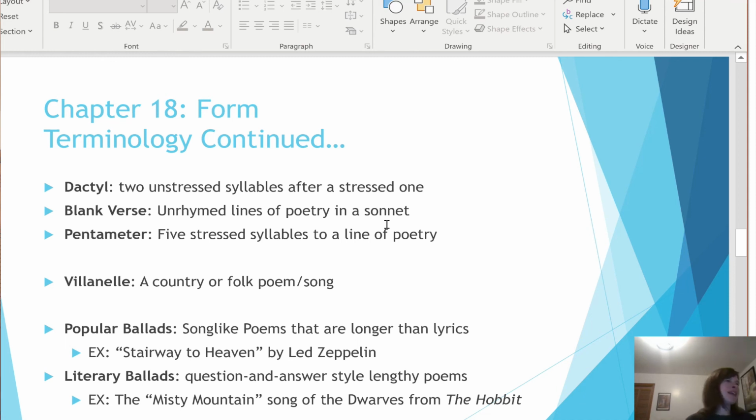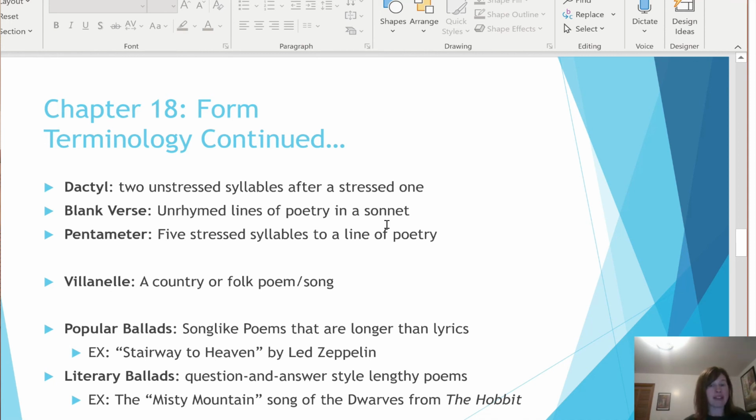So a popular ballad is like an extended lyric or an extended song. So I would think of songs like Stairway to Heaven by Led Zeppelin. That's more of a popular ballad. Champagne Supernova by Oasis, that would be another popular ballad.